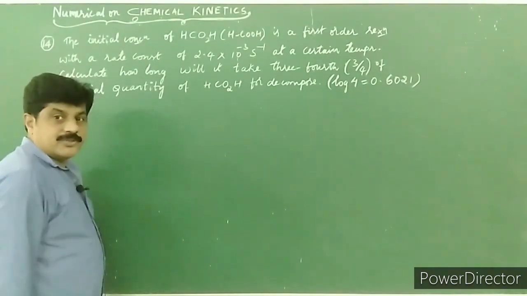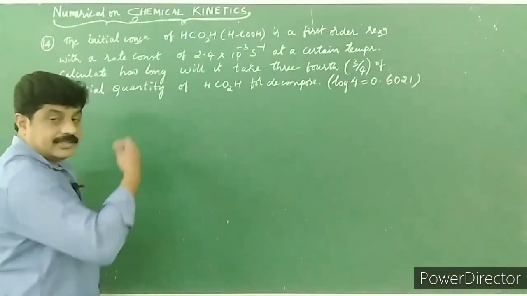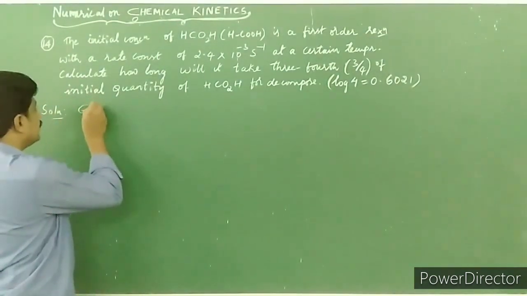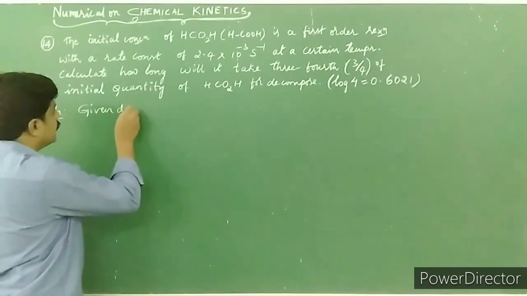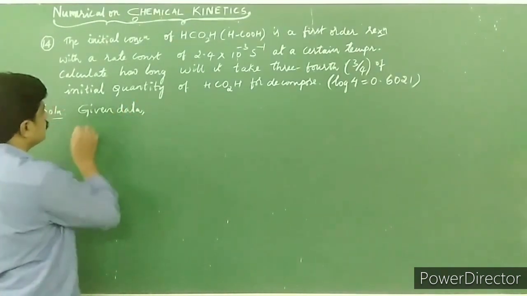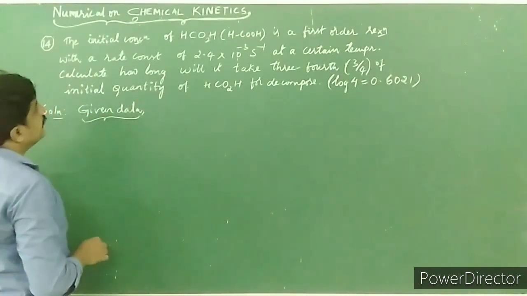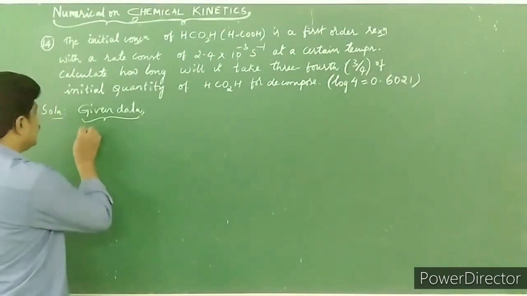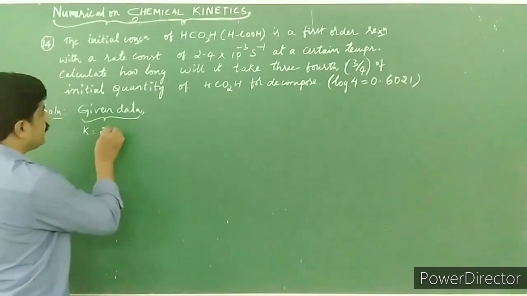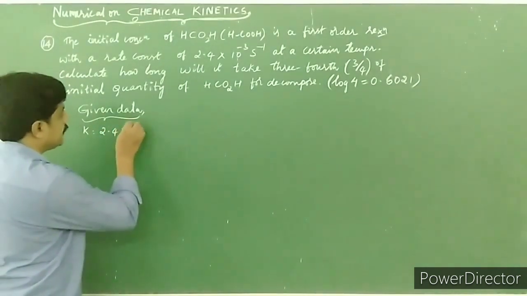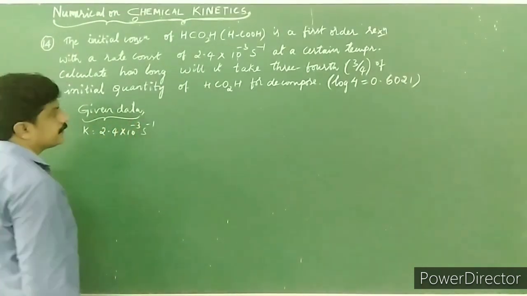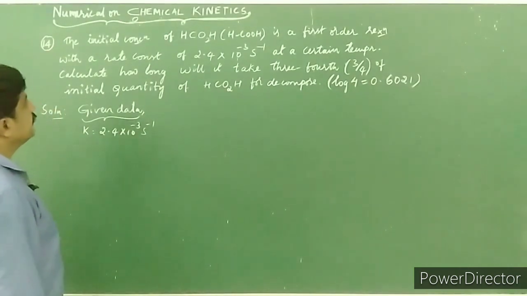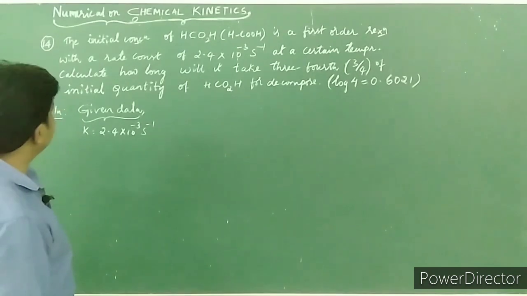Before solving this numerical, we have to list down what are the things which are given in the numerical. So, given data: the rate constant is given, that is equal to 2.4 into 10 to the power of -3 per second, and that's all, is it not?